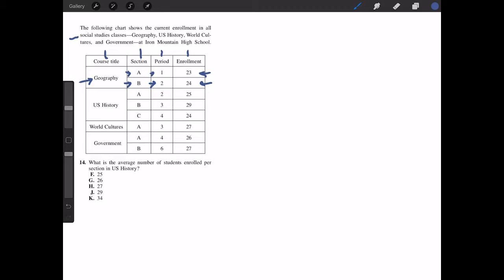Now the question is, what is the average number of students enrolled per section in U.S. history? So you go to the chart, U.S. history, and you notice that there are a total of 3 sections, A, B, and C. So you have 25 students in section A, plus 29 students in section B, plus 24 students in section C.